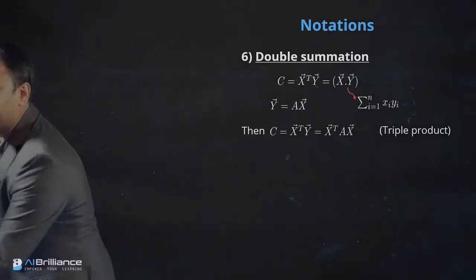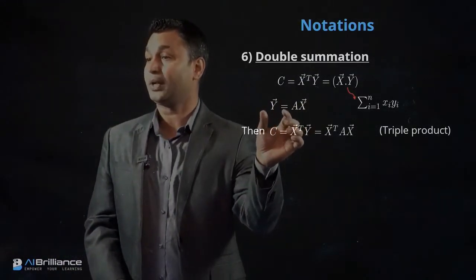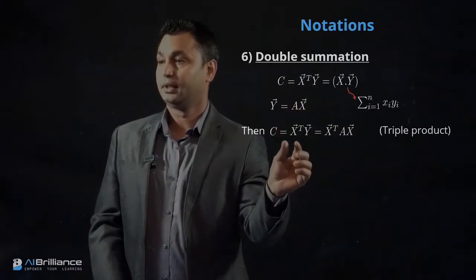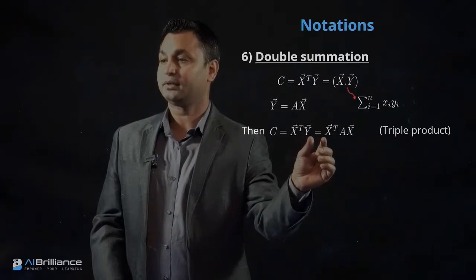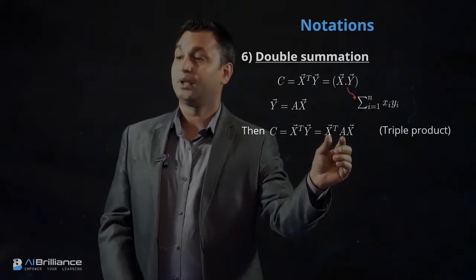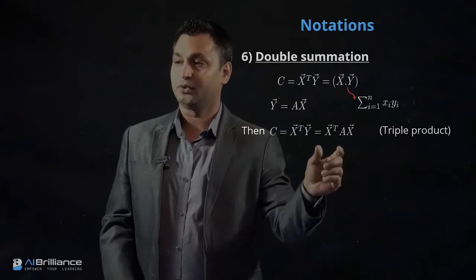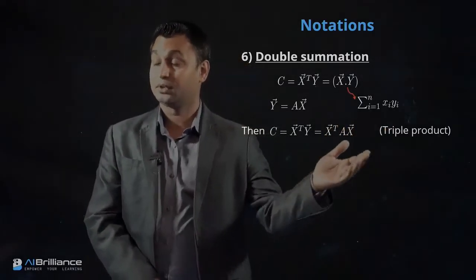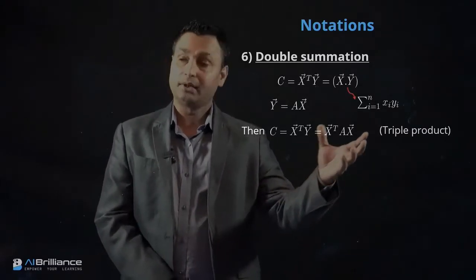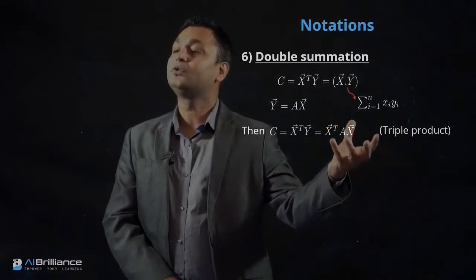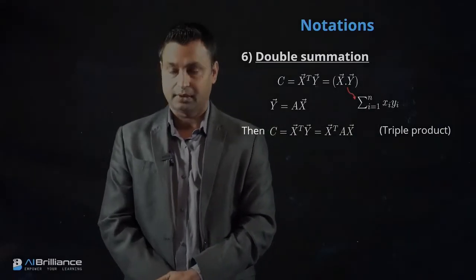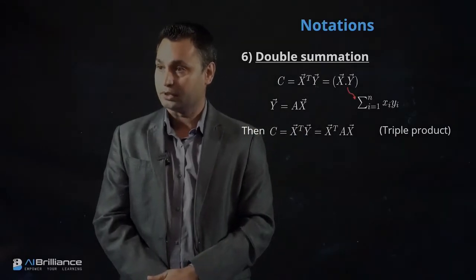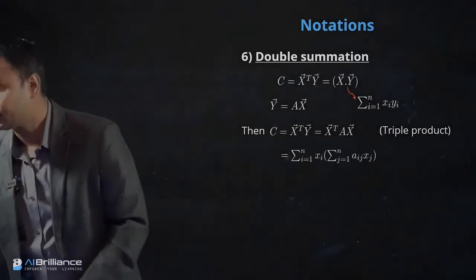So let's go through that. I'm taking y equal to Ax and substituting it right here. So x transpose multiplied by y is replaced by x transpose A multiplied by x, which is known as the triple product. This is something you will see a lot in quadratic programming. But I want you to see how this could also be written in the index format. Sometimes people write it in the triple product format, but the same thing could also be written in the indices format. So let's see how that could be written.